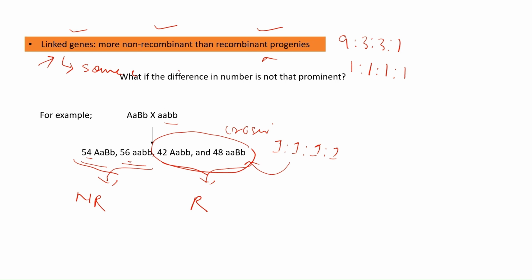So maybe they are assorting independently, but if they are, the ratio should be exactly 1:1:1:1. But we can see a difference here. That may be due to chance, or maybe the genes are linked. If the genes are linked, then these 42 and 48, the recombinant numbers, should be quite low compared to the non-recombinants. But here the difference is not that prominent. That means the number of recombinants is quite close to the number of non-recombinants. So we don't know whether it is independent assortment or the genes are linked.